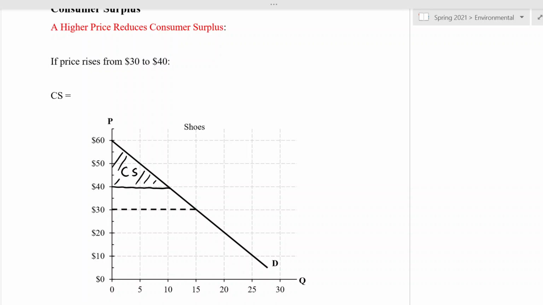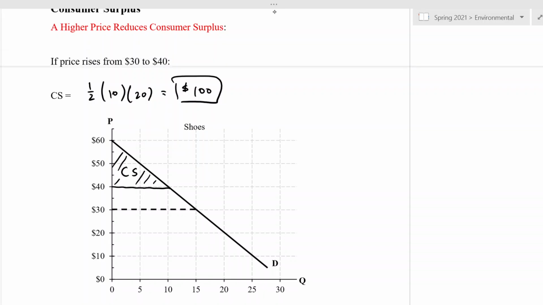Okay, and so first we can go ahead and calculate that. That's the area of that triangle. It has a base of 10, a height of 20. So half of 10 times 20 is equal to $100. Okay, but what happened to this surplus?